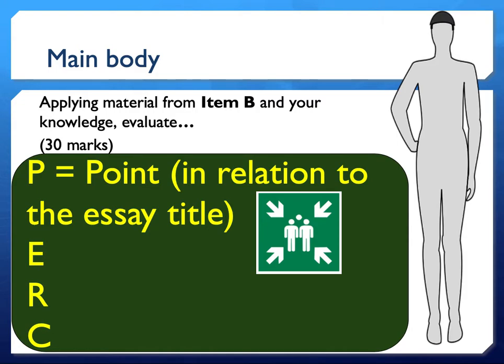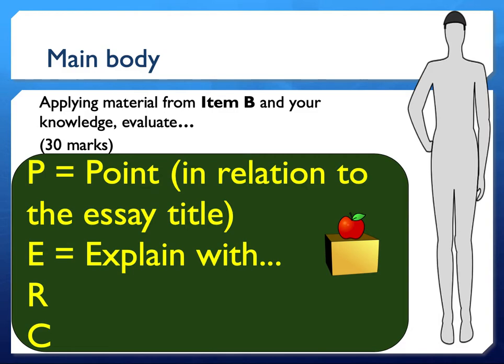at alternative explanations. Therefore, in the main body of your essay, start each paragraph with a clear point, the P, in PERC. The point is in relation to the essay title. As I said, this could be as simple as saying something such as a theory that would agree with the statement in the essay title is. The E stands for explain. You need to explain how the point that you've just made relates to the essay title.